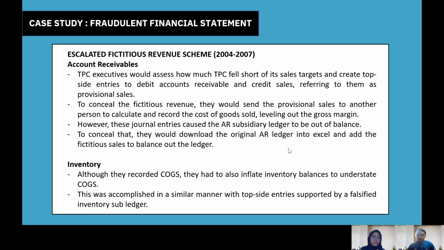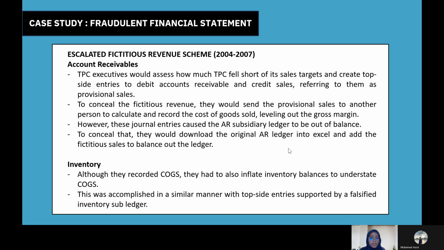Yeah. Thank you, Asrul. As Asrul explained earlier about the timing difference scheme, besides that, TPC also ran an escalated fictitious revenue scheme from 2004 to 2007, whereas Asrul's was from 1999 to 2003, if I'm not mistaken. Under this fictitious revenue scheme, there are two categories: accounts receivable and inventory. For accounts receivable, TPC's executives would assess how much TPC fell short of its sales target and create top side entries to debit accounts receivable and credit sales, referring to them as provisional sales.